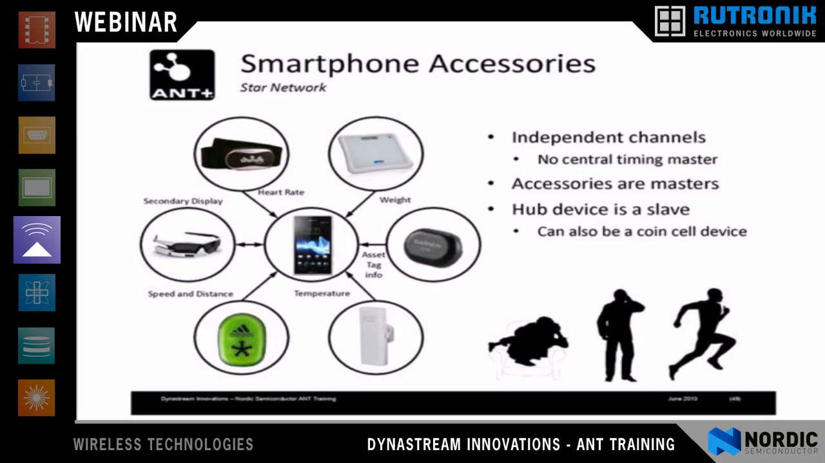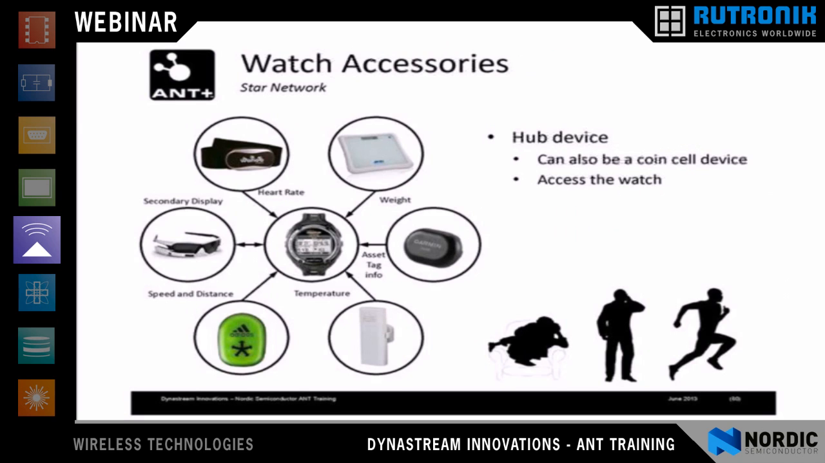So this is an example of a star network. You've got the main hub, which is the smartphone, and a variety of different accessories you're going to connect to it. Not just one, but you can connect up to 8 independent channels on here.